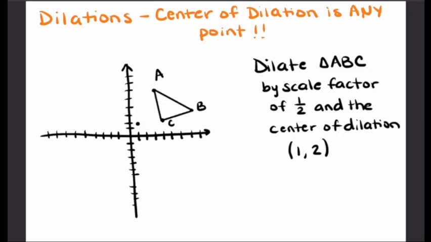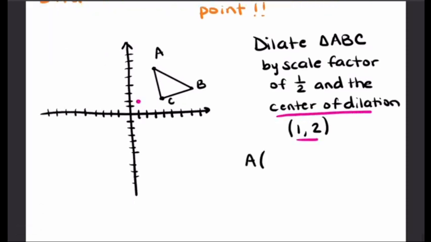So let's go ahead and put our center of dilation here on the graph, and I'm going to also draw triangle ABC. Okay, all right, so let's say that's our triangle ABC, and I went ahead and graphed our center of dilation. Let me actually change the color that I graphed it. I'm going to graph it in pink, okay? 1, 2, okay?